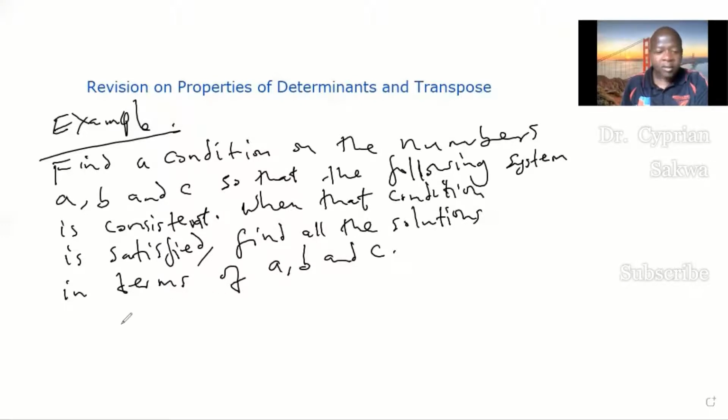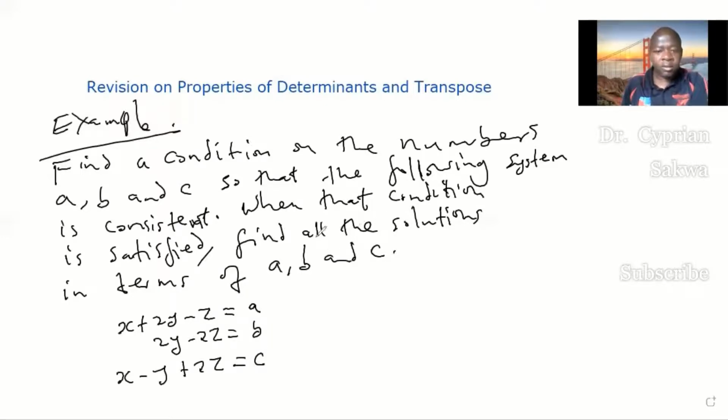Now the system that I'm referring to is x plus 2y minus z is A, and then 2y minus 2z is B, and x minus y plus 2z is C.